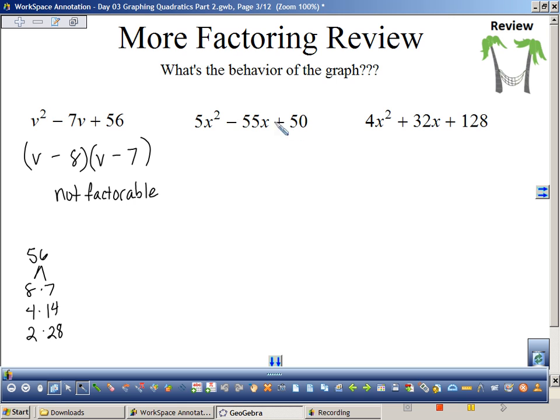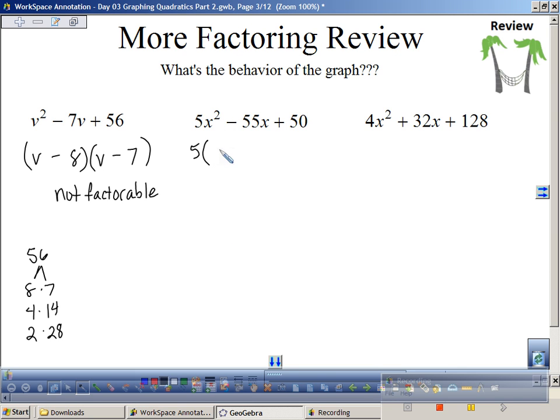All right, let's look at this one. What should I do with this first? Okay, divide by 5 or factor out of 5. When I factor out of 5, what do I get? Minus 11x plus 10. Try and factor that. Tell me what you get.